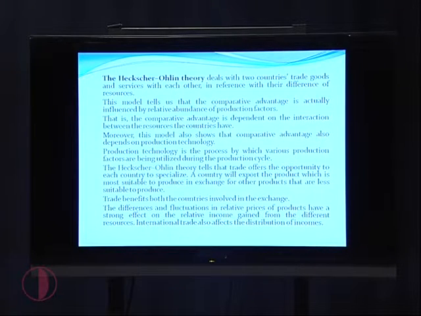The Heckscher-Ohlin theory tells that trade offers the opportunity to each country to specialize. A country will export the product which is most suitable to produce in exchange for other products that are less suitable to produce. Trade benefits both the countries involved in the exchange. The differences and fluctuations in relative prices of products have a strong effect on the relative income gained from the different resources. International trade also affects the distribution of incomes.